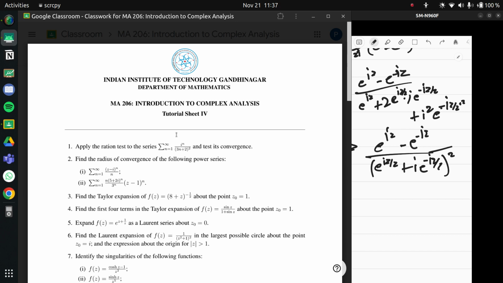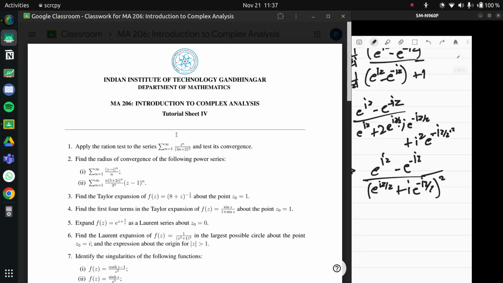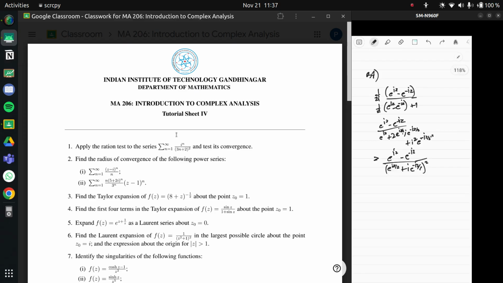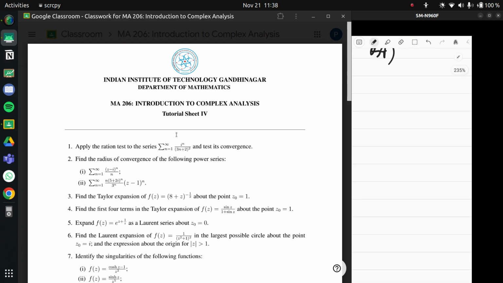What happens when z is not equal to 1? The e power iota and e power negative iota, that's just the imaginary part which is left. Nothing bad happens. We just want to find the first 4 terms. We don't really care about other stuff. So then you can directly use the derivative. No big deal. There's no Laurent expansion or anything, it's just a simple Taylor expansion.